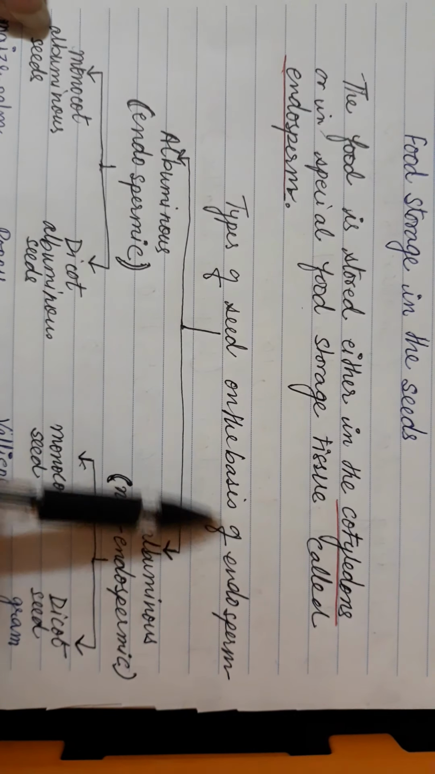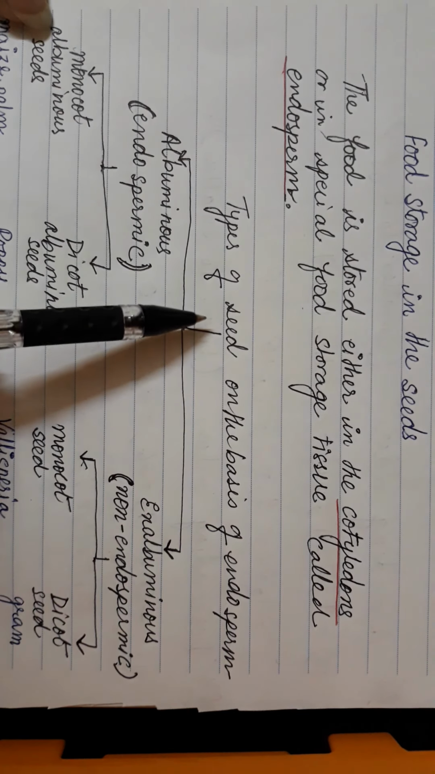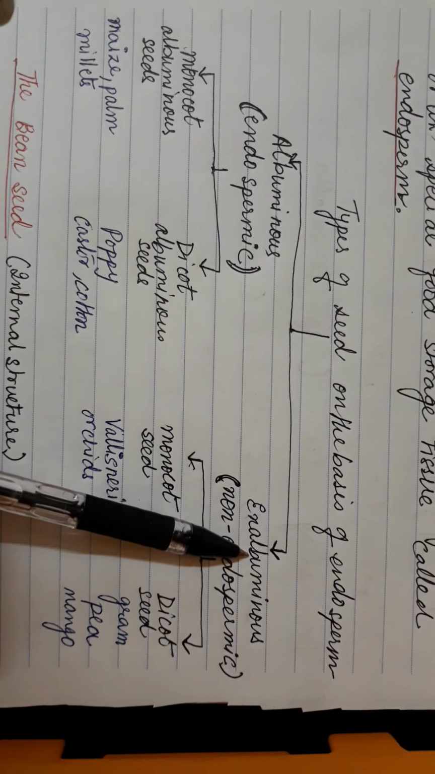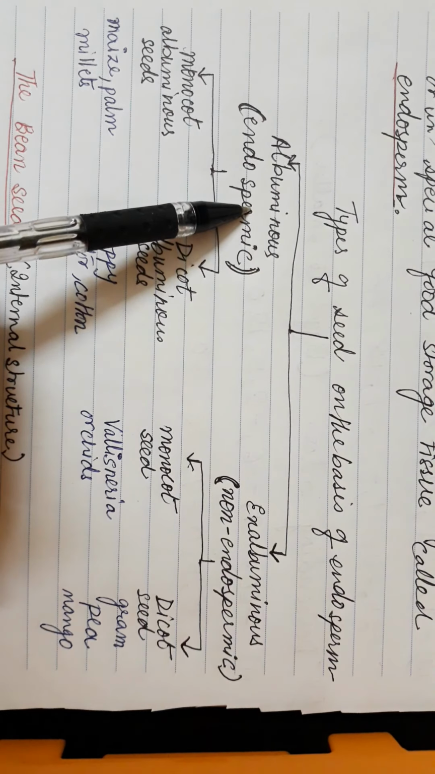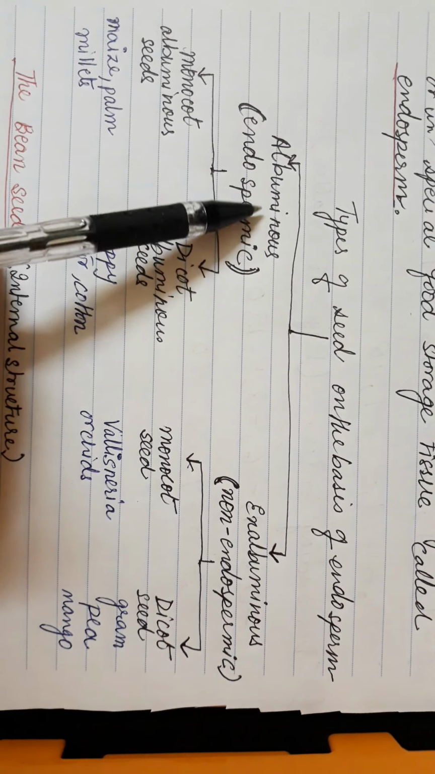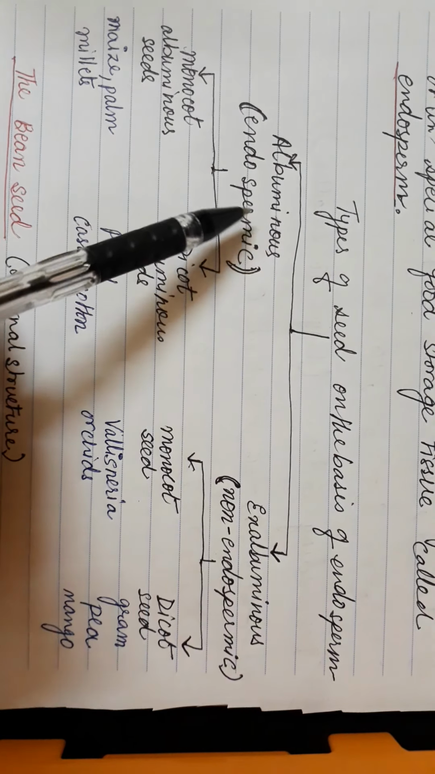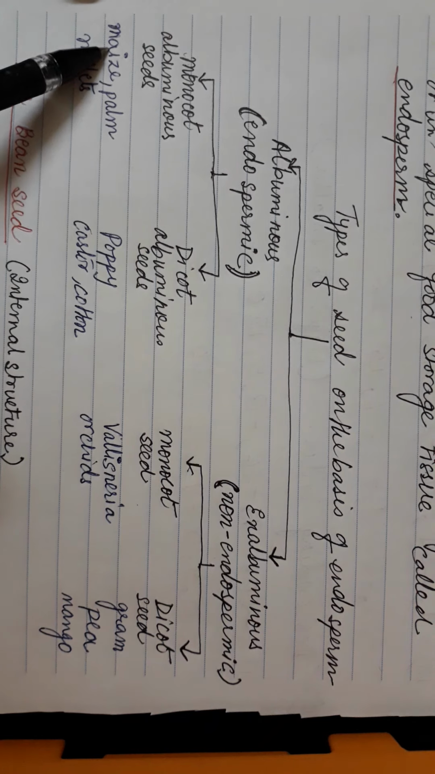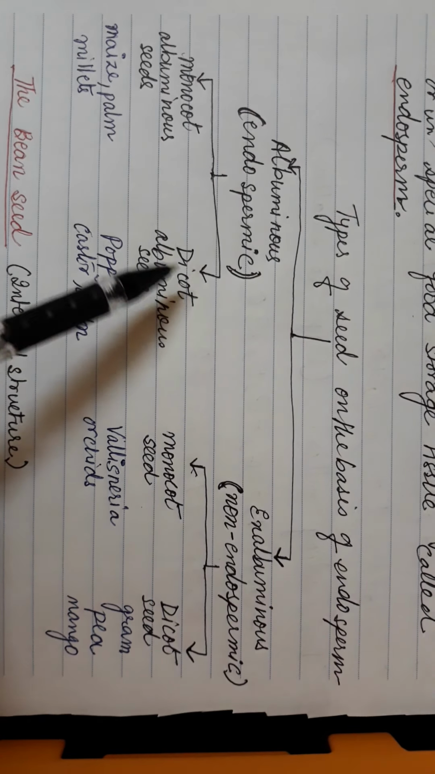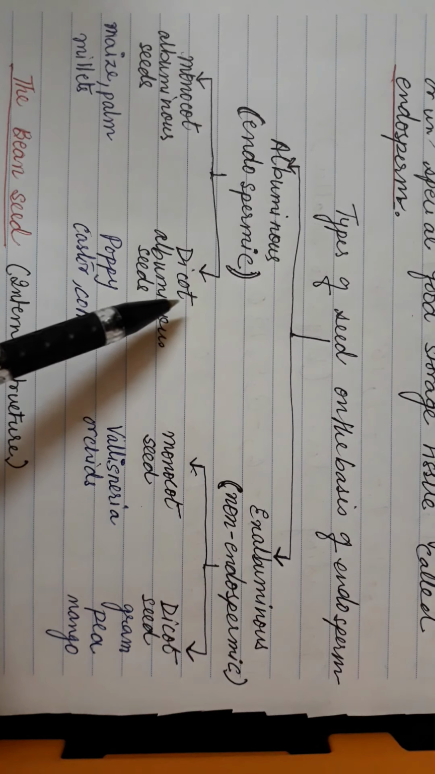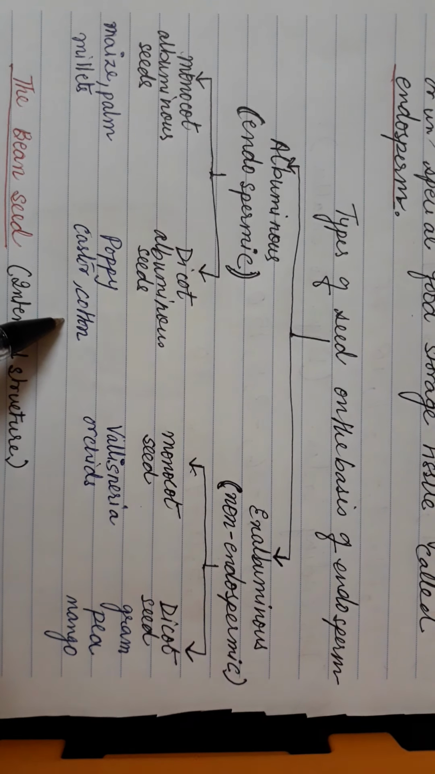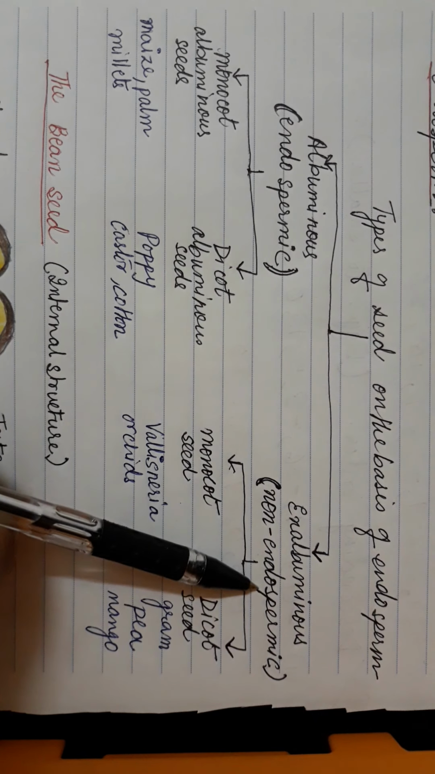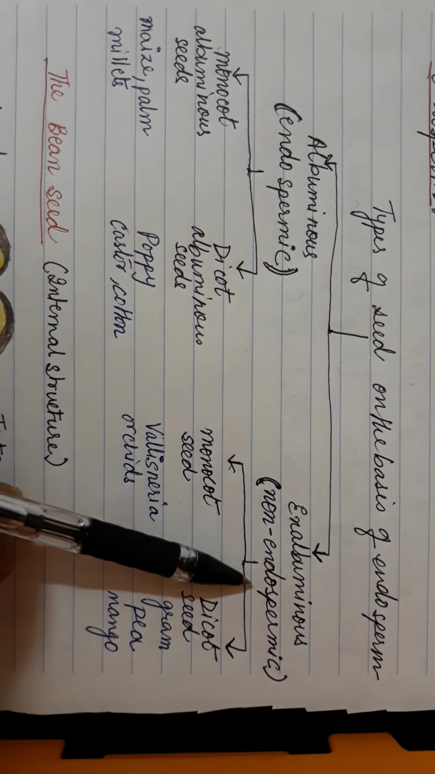So, on the basis of endosperm, the types of seeds are albuminous and ex-albuminous. If the seed contains endosperm, then it is called albuminous. Both monocotyledons and dicotyledons have albuminous seeds. Monocot albuminous seeds include maize, palm, millets, etc. Dicot albuminous seeds include poppy, castor, cotton. When we talk about ex-albuminous seeds, that is non-endospermic, it means they don't have endosperm. They store their food in the cotyledons.